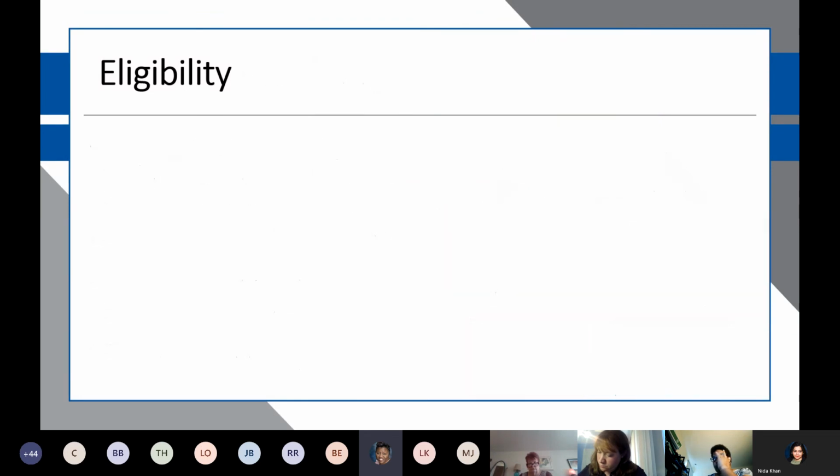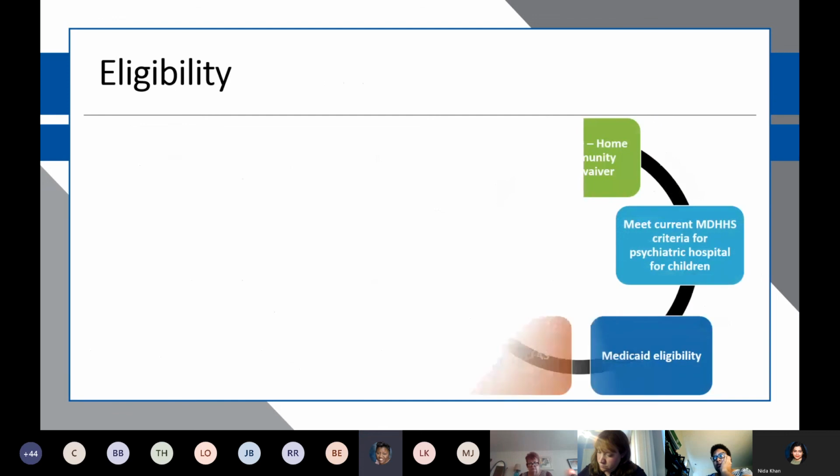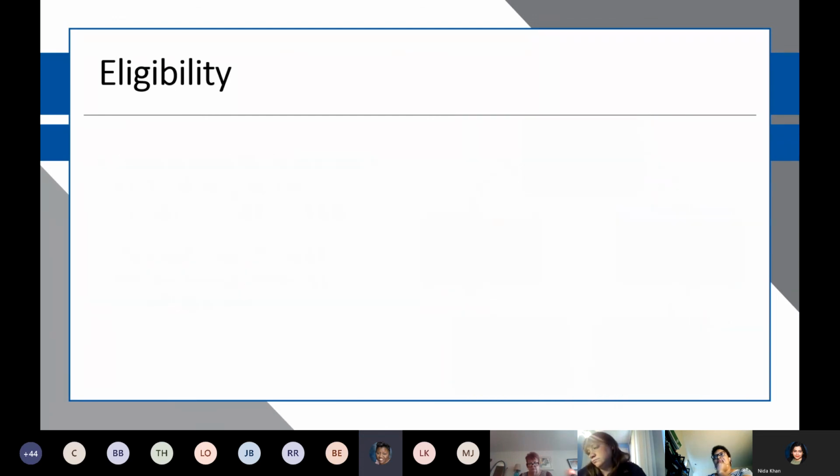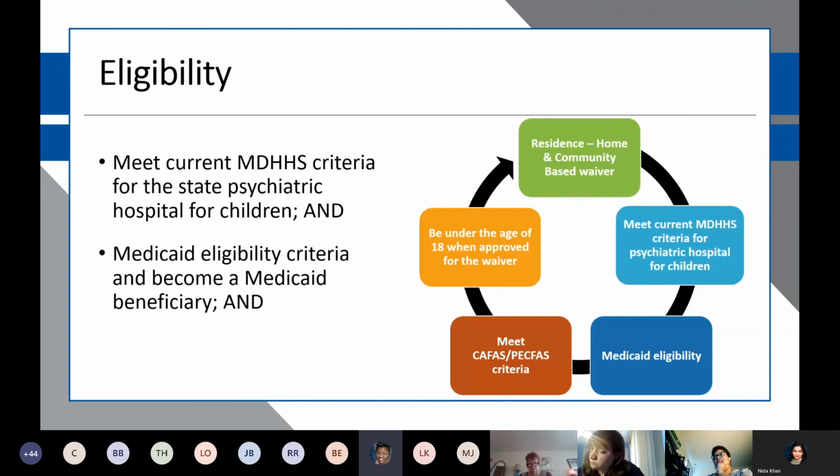Okay, and now what is the actual eligibility requirement for the SED waiver? The child has to meet current MDHHS criteria for state psychiatric level of care, and I believe we have a link to that particular criteria coming up in this presentation for you to view. It outlines the MDHHS criteria for state psychiatric hospitalization.